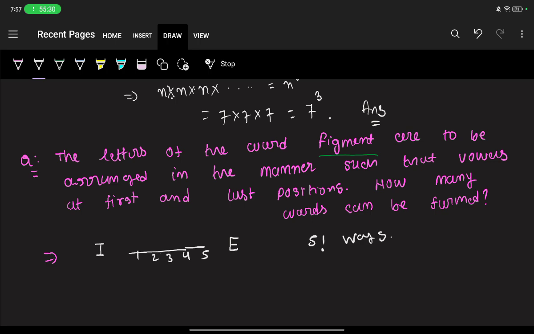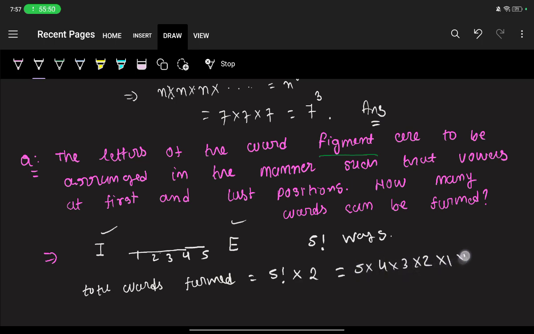So the total words formed would be five factorial multiplied by these two, right? Yes, sir. That would be 5 multiplied by 4, 3, 2, 1 multiplied by 2. That gives us 240, okay? And that would be your answer. Understood? Yes, sir. Good.